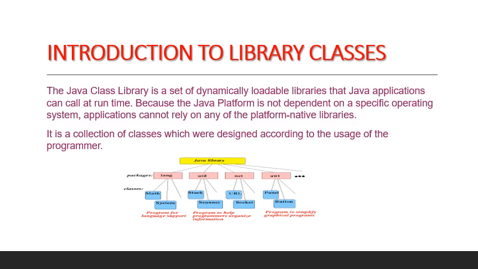The Java class library is a set of dynamically loadable libraries that Java applications can call at any time, because the Java platform is not dependent on a specific operating system. As you already know, an application cannot rely on any of the platform native libraries. It is a collection of the classes which were designed according to the usage of the program.